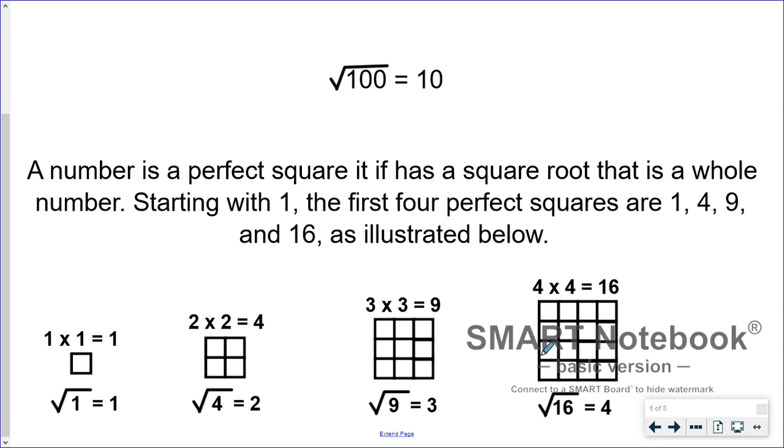Here's another one. If I did a box that's four boxes high, 4 boxes across, 4 times 4 is 16. So I'm going to ask, well, what's the square root of 16? The square root of 16 is 4, because 4 times 4 is 16. So whatever number's inside this square root symbol, you just got to ask yourself, what number, when I multiply by itself, gives me that number, and that's what it is.